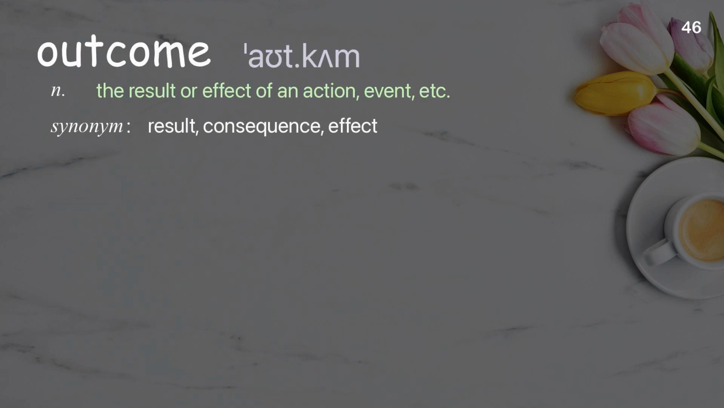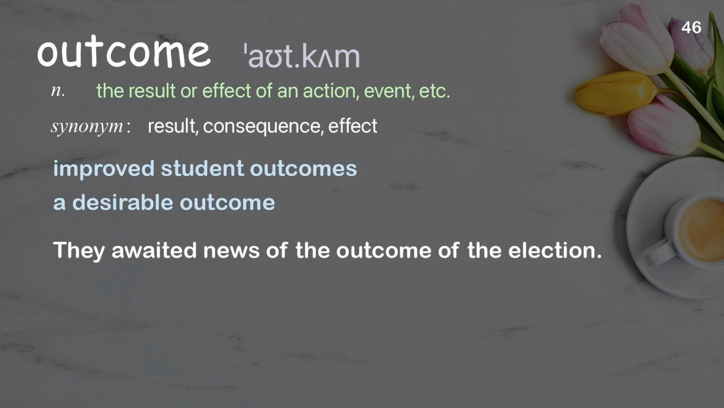Outcome. The result or effect of an action, event, etc. Examples: improved student outcomes. A desirable outcome. They awaited news of the outcome of the election.